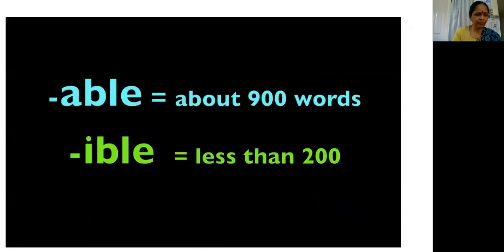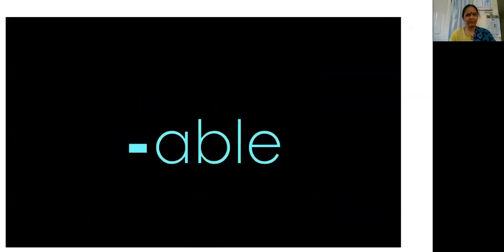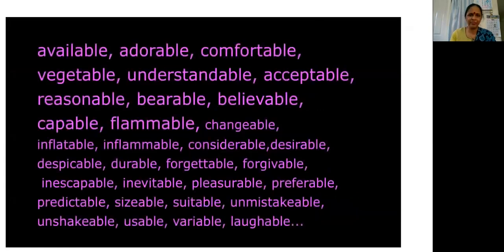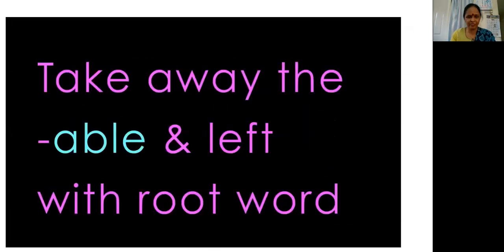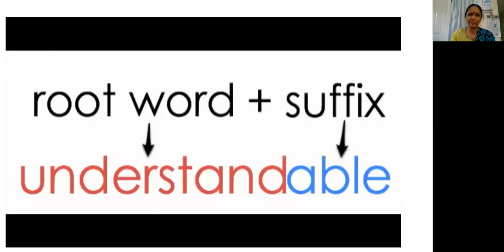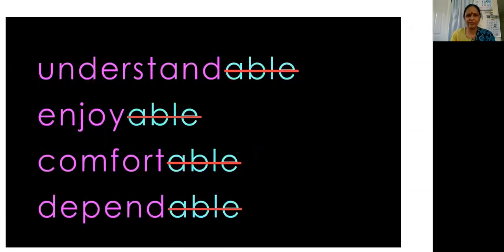Let's look at the able words. They usually come from French. We can make new words with this ending: networkable, childproofable. So the general rule is if we take away the able ending, we're usually left with a root word. For example, understandable equals understand plus able. Enjoyable, enjoy plus able. Comfortable, comfort plus able. Depend, dependable. But like all spelling rules, there are always exceptions.